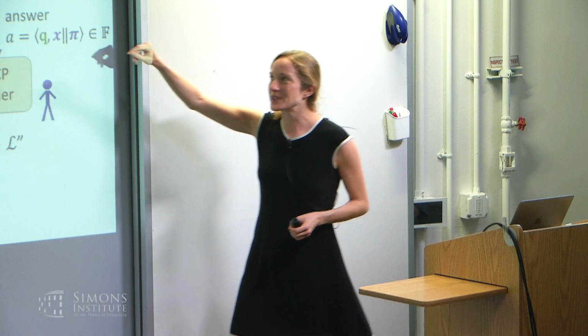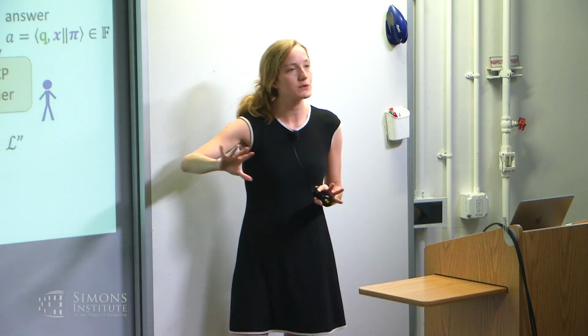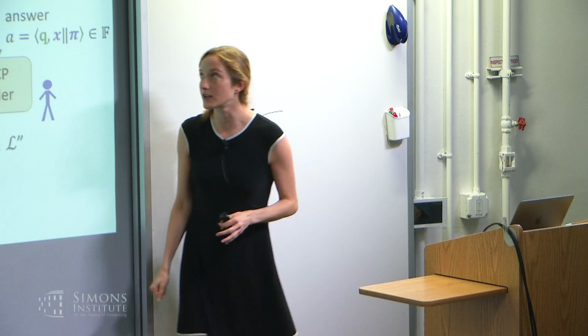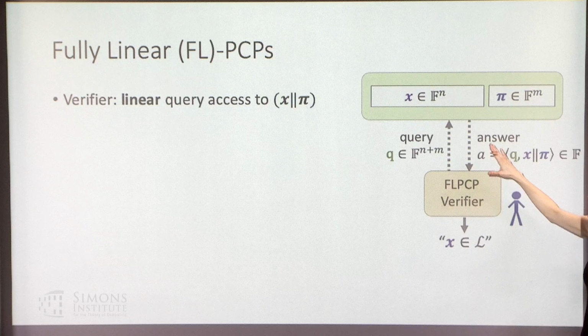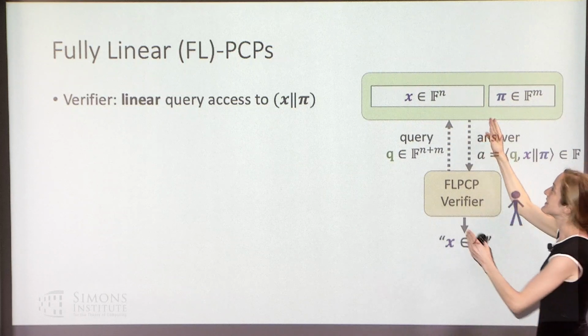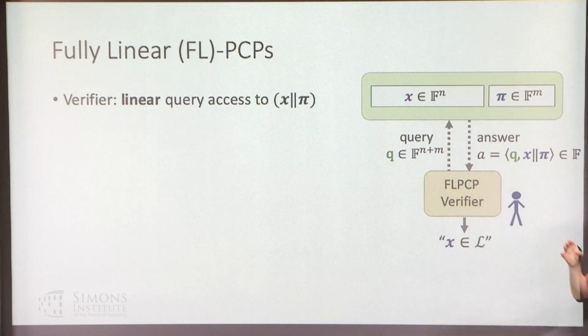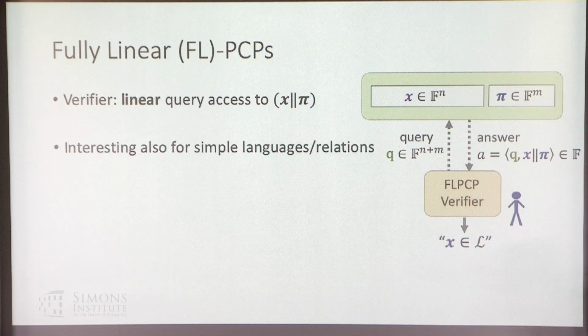But just to remind you, here I'm going to be talking about really just using as a black box this notion of a fully linear PCP. This is where the verifier only has linear query access to x and pi together. The careful among you may have noticed that in Henry's talk x was small and pi was relatively big. Here, not by accident, I'm going to be thinking about a setting where pi is small, smaller in particular than the input length, the statement.